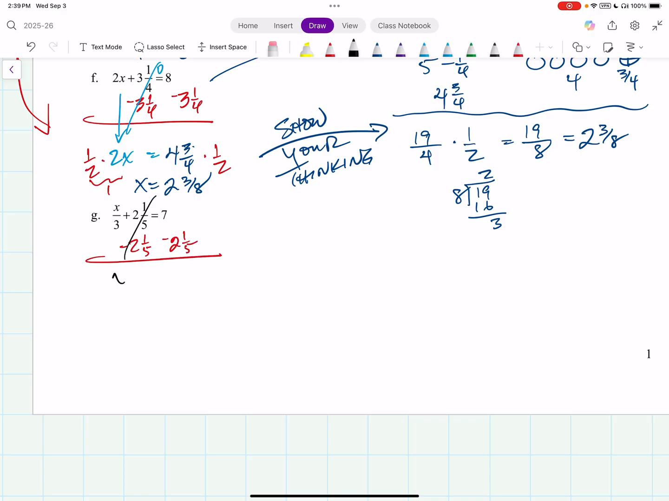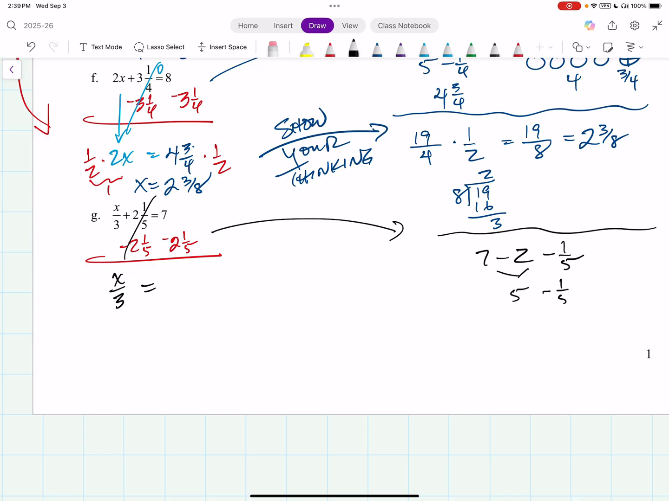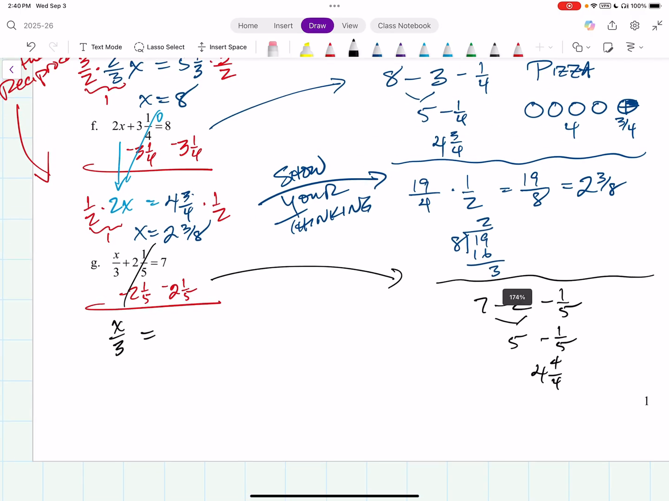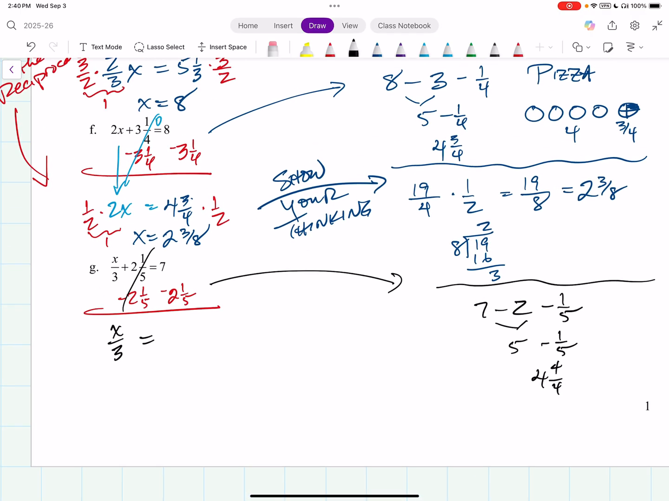We get x divided by 3 on the left-hand side and whatever 7 minus 2 1/5 is. So again, side work. Here we go. 7 minus 2 minus 1/5. 7 minus 2 is 5. 5 take away 1/5 is 4 4/5. Think pizza, as I keep explaining. Okay, seriously. If you have 5 pizzas and you take 1 slice out of 5, you have 4 and 4/5.